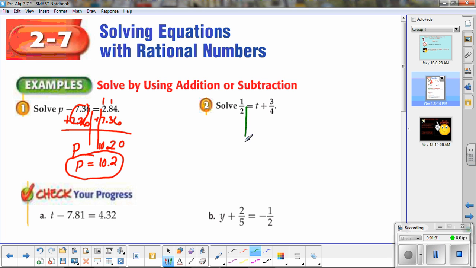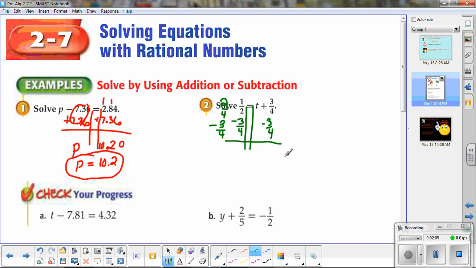In our next example, we have a fraction. Instead of adding 3/4 to each side, we're going to subtract 3/4 from each side. And when we're subtracting fractions, remember you need a common denominator, so I'm going to rewrite this top fraction as fourths. 2 times 2 is 4, so 1 times 2 is 2/4. And the bottom one's going to stay the same.